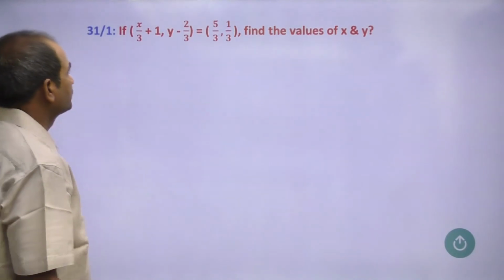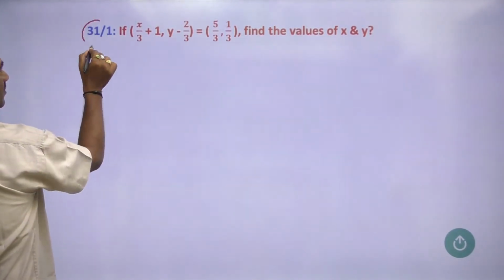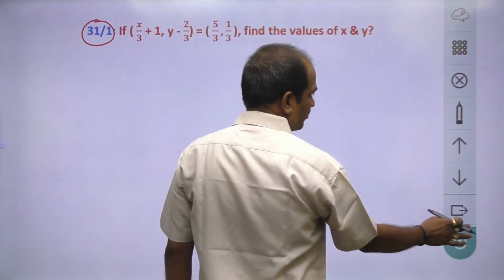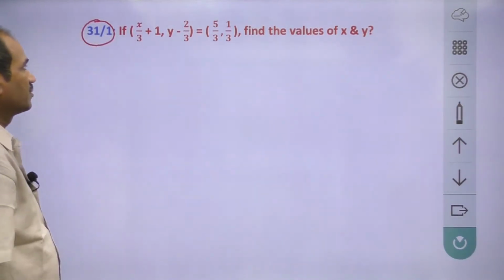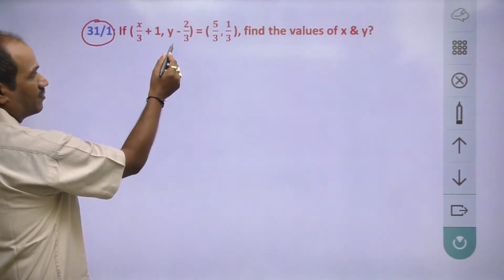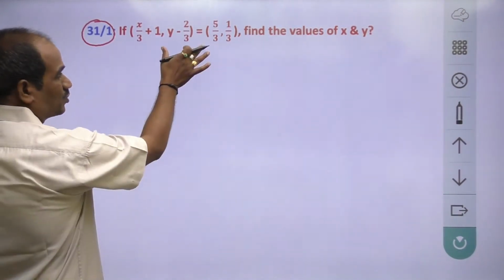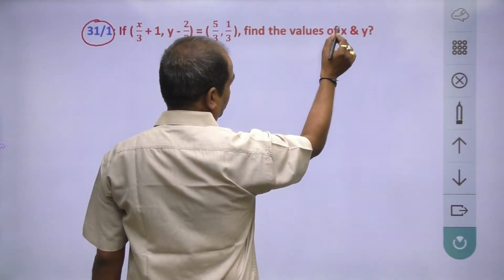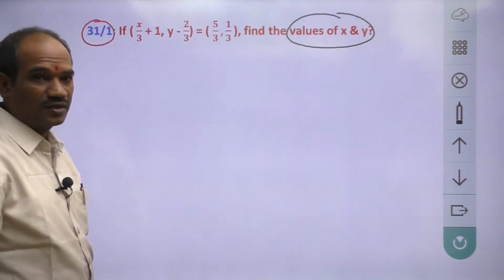First question, page number 31 by 1. See here in this problem: if (x/3 + 1, y - 2/3) is equal to this one. In this given data, these two ordered pairs are equal. So find the values of x and y.